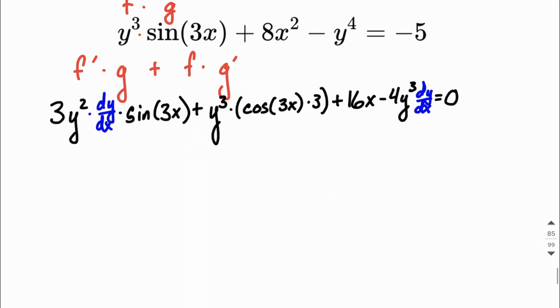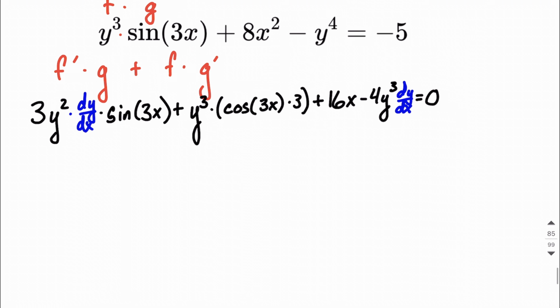All right, from here, you'll notice I've tried to highlight exactly where the dy/dx's are. There's a reason for that. We want to have those all on one side, and everything that doesn't have a dy/dx, thinking about term by term basically, is going to go to the other side. So in our case, terms that don't have dy/dx's are going to be that second term, the y cubed times cosine of 3x times 3. So we're going to subtract that, move it to the other side.